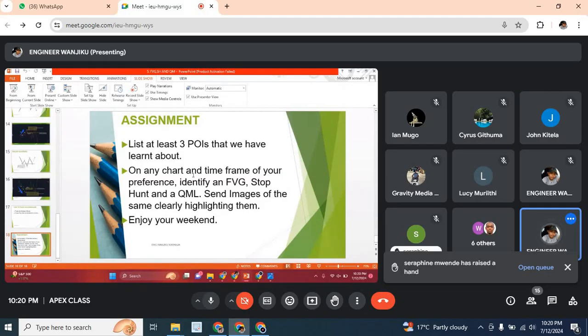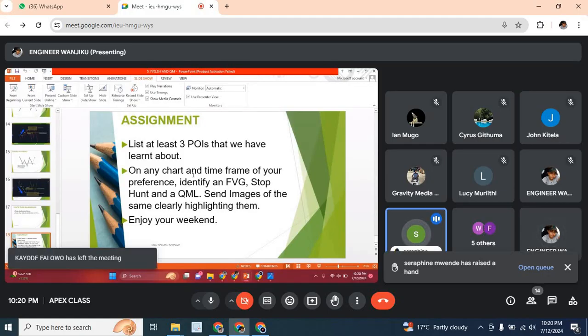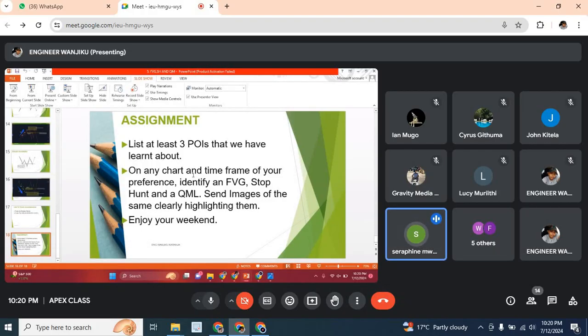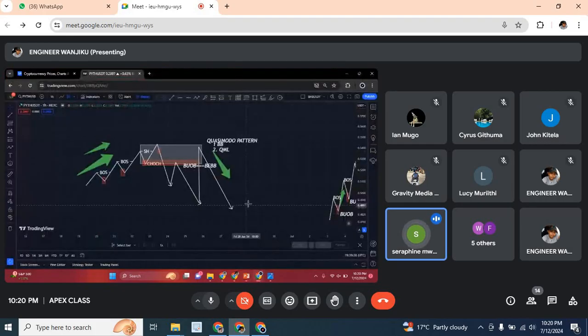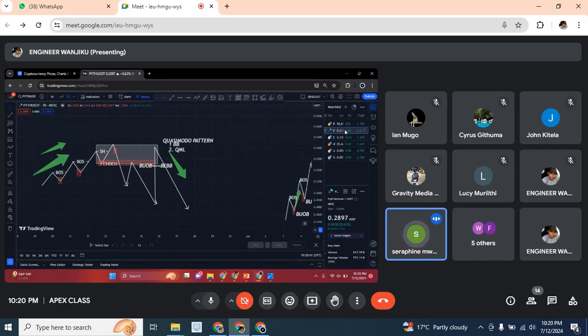Mwende, you have a question? Yes. I can't tell the difference between how you're identifying the stop hands and the change of character. They seem to me to be inversely proportional. Where you have the stop hand on the upper side, you have a change of character on the lower side. So I don't know how you're telling the difference.